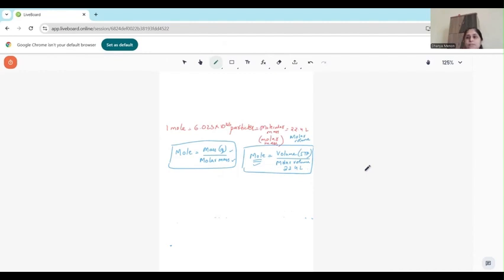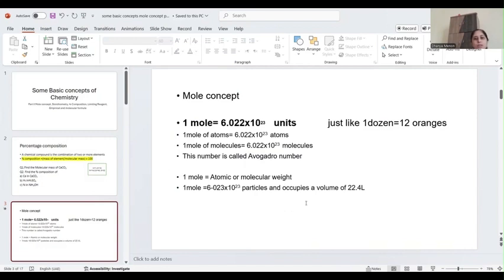Some questions in the competitive exam are based on these. Okay, so we will start with some basic questions. So this is what we did. You have to remember the Avogadro number, and also you have to remember this molar volume, which is equal to 22.4 liters. That is the molar volume, 22.4 liters.